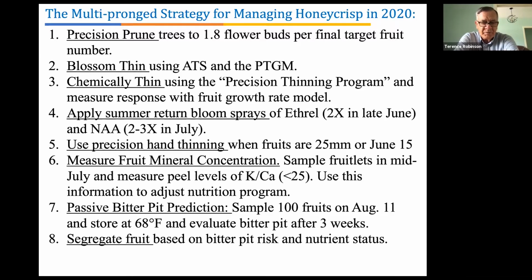Now we're proposing that that be done on August 11th, and store them for 3 weeks, which would take you to the end of August, early September, which will be early enough to make decisions by harvest, which we estimate is going to be closer to September 15th this year, because I think we're a little behind other years. And then lastly, we hope all this information will be used by the packing house and storage operators to segregate fruit based upon bitter pit risk and nutrient status, as far as whether or not to precondition fruit and at what temperature to store fruit and for how long to store the fruit.